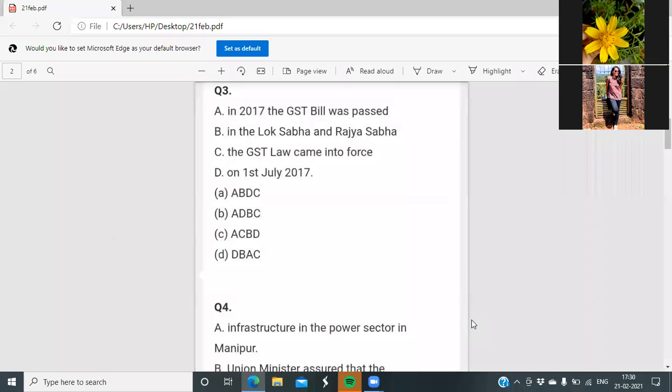Amazing. Perfect. It's 5:30. The correct answer is option A. Why? I'll just read it. In 2017, the GST bill was passed in the Lok Sabha and the Rajya Sabha. Clear? Then, on 1st of July 2017, the GST law came into force. Making sense to everyone? Almost everyone has answered it correctly.